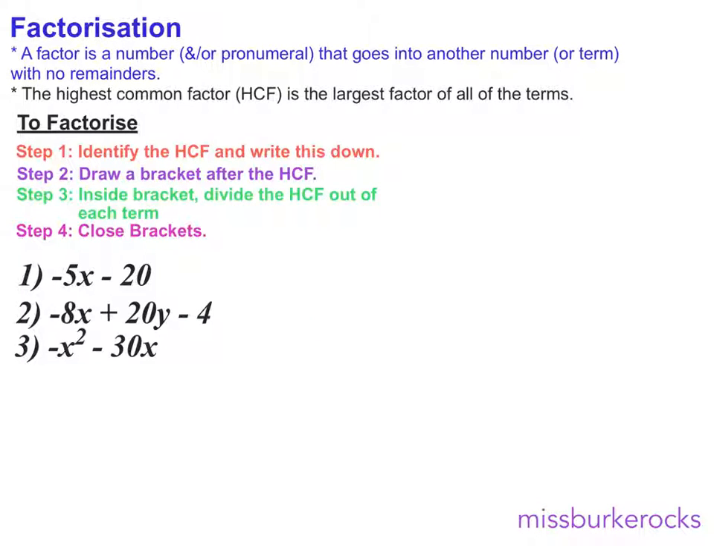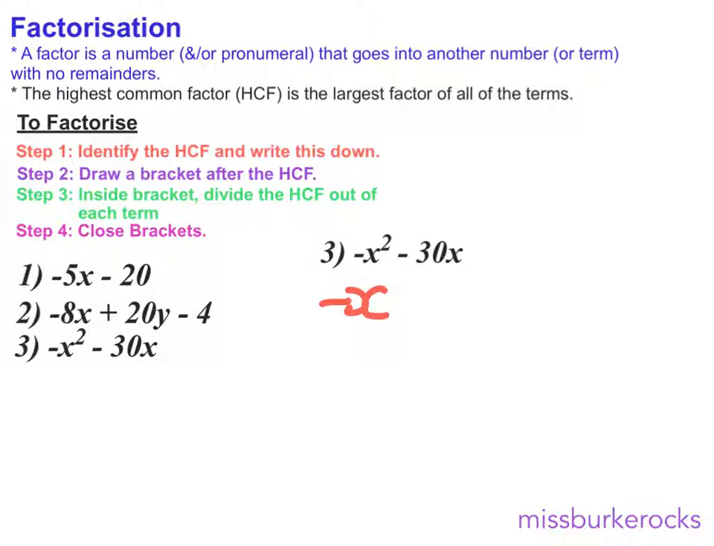Now we'll have a look at our last equation, negative x squared take 30x. Having a look at both of those, there is no coefficient for the first term, so we know the coefficient is 1, so there is no numerical factor, but we can see very clearly that x goes into both of them. Because both terms are negative, it's going to be negative x.